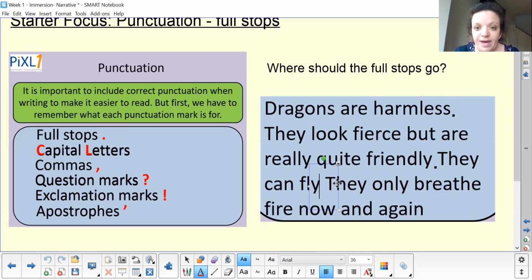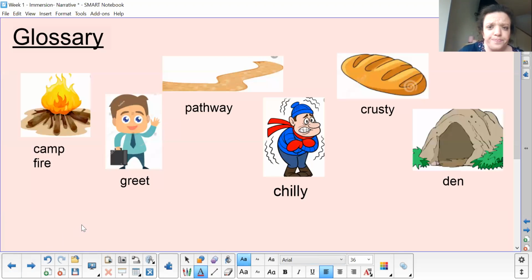We wouldn't then start another bit about they in the same sentence. They only breathe fire now and again. So we've got that and in there, so we know we need to carry it on and put my full stop at the end. And if I check after all my full stops, I've got a capital T. So I know I did it right. Okay, well done everybody if you did that right too. Let's carry on with today's learning.